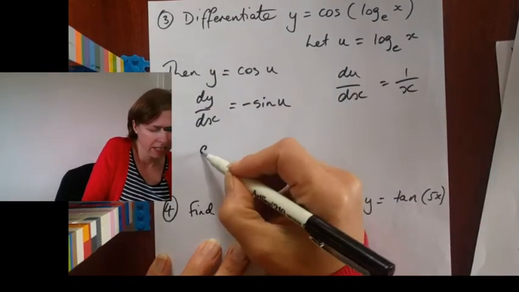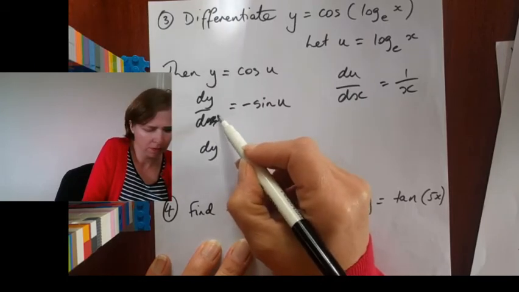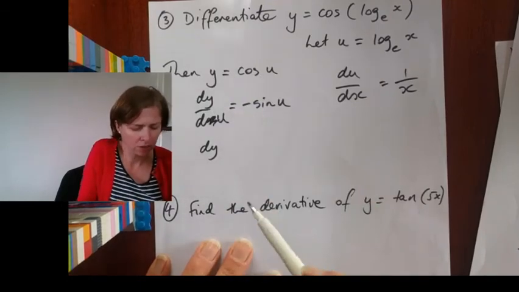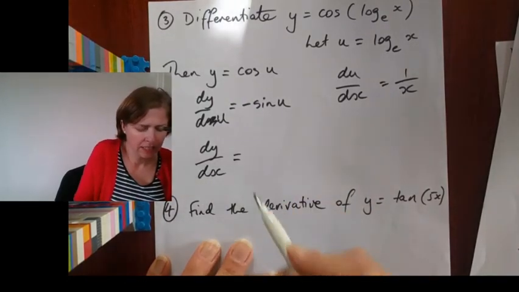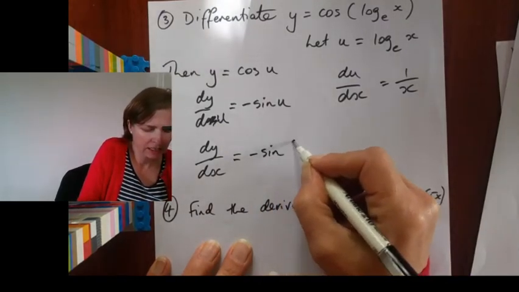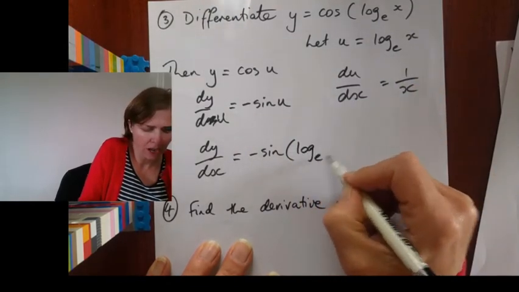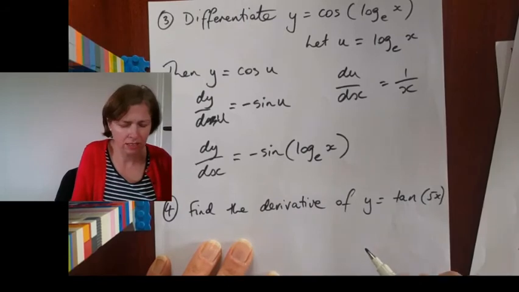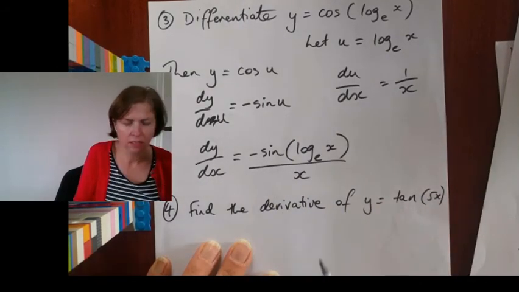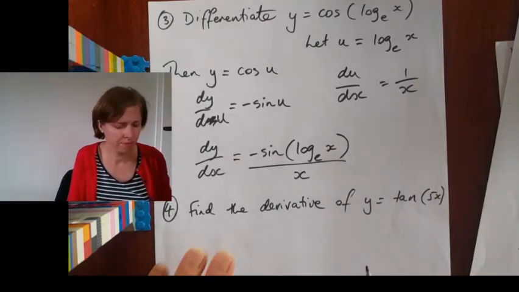Okay. Sorry, I've written dy dx here. That should say dy du right there, because I've differentiated y with respect to u. Now I want dy dx. It's going to be dy du times du dx. Negative sine, but instead of u, I'm going to replace it with log base e of x so that my final expression has no u's in it, only x's, times 1 on x. I'm just going to write that as over x. And I'm done. I can't simplify that. I'm not even going to try.